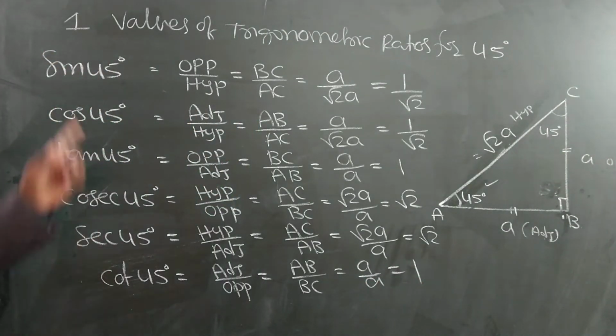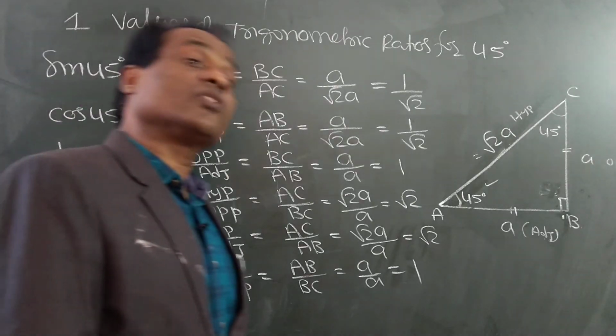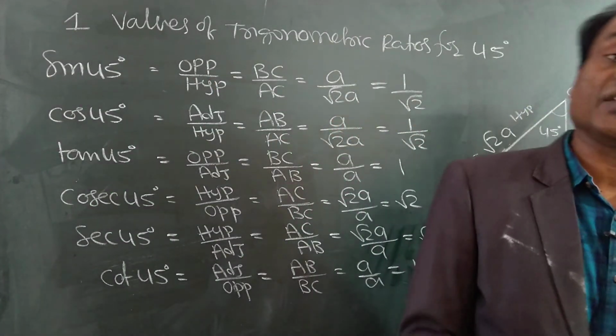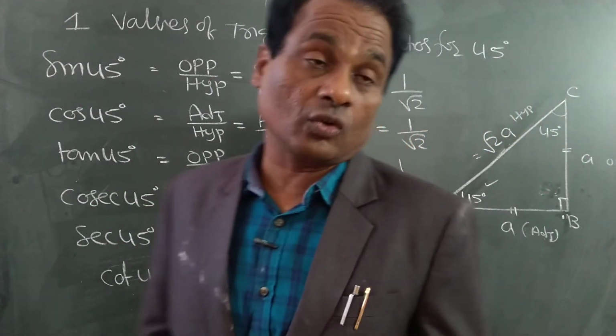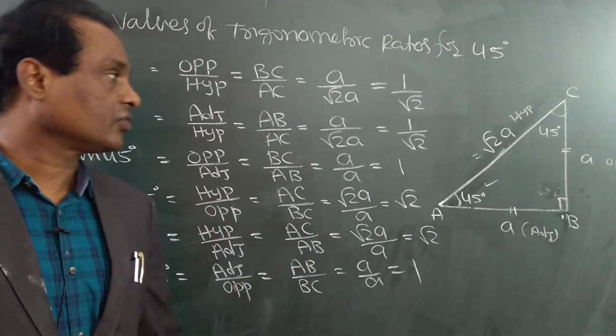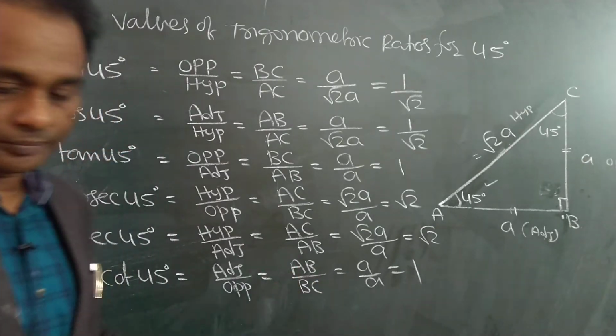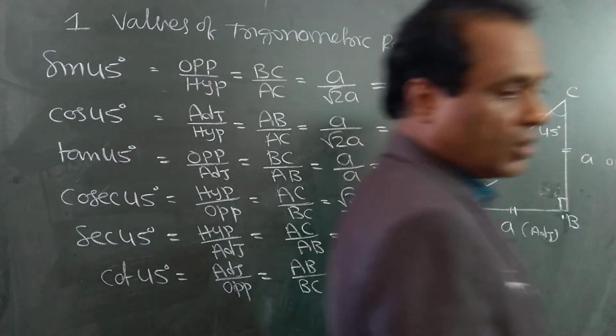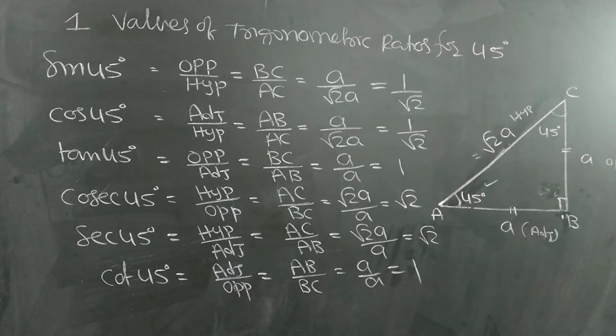So remember these values. Sin 45 is 1 by root 2. Cos 45 is 1 by root 2. Tan 45 is 1. Cosecant 45 is root 2. Secant 45 is root 2. Cot 45 is 1. So remember these values. Write down, and you have to practice the values. You have to remember.